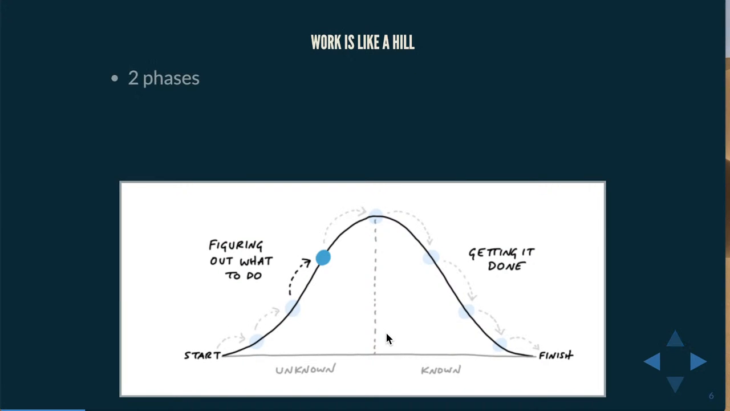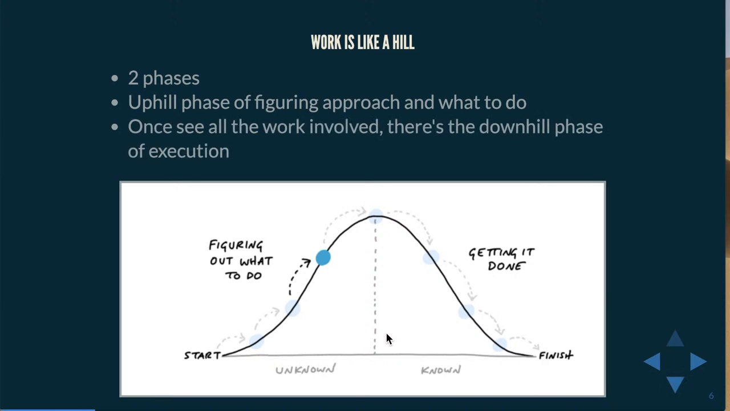So here, work is like a hill. There are 2 phases. There's the uphill, which is figuring out the approach and what to do. And then once you've hit the top of the hill and you understand all the work involved, there's a downhill phase, which is execution. You can see in the picture here, the left is figuring out what to do. It climbs up the hill, unknown. We hit the top, now we know. Getting it done is hopefully coasting downhill.